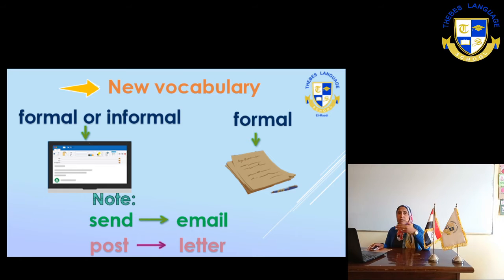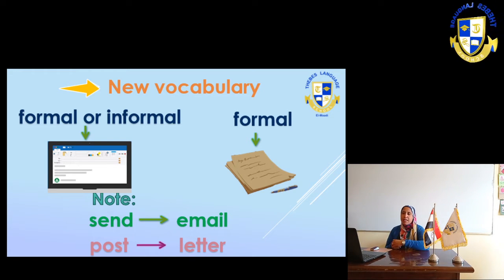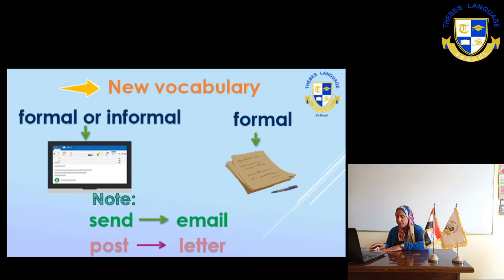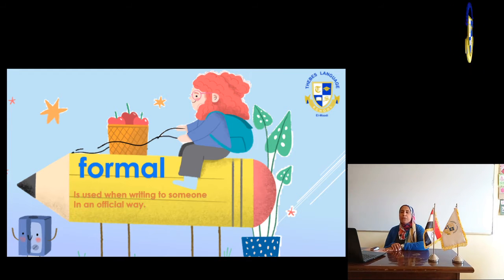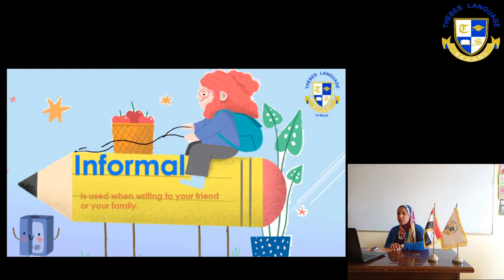As we said, in picture number 1, you will write letter, picture number 2, address, picture number 3, envelope, picture number 4, email, and picture number 5, the stamp. Now, formal is used when writing to someone in an official way. Informal is used when writing to your friend or your family.